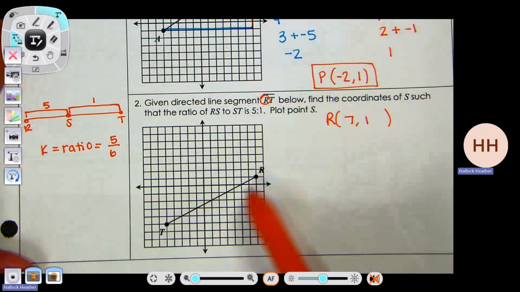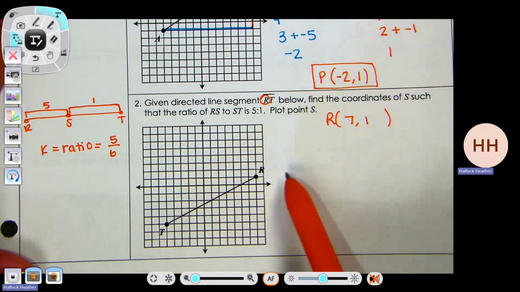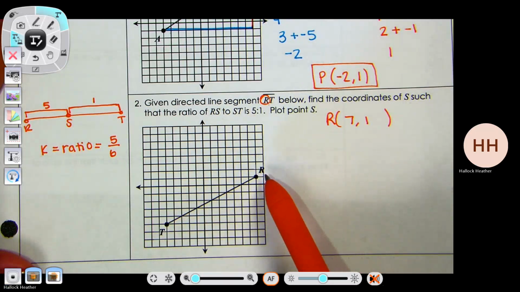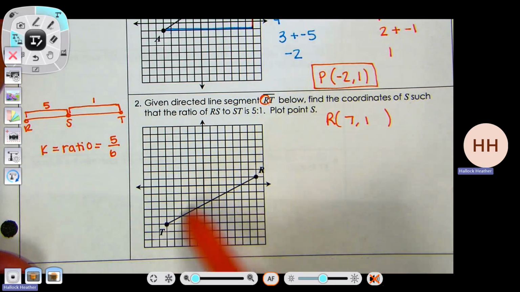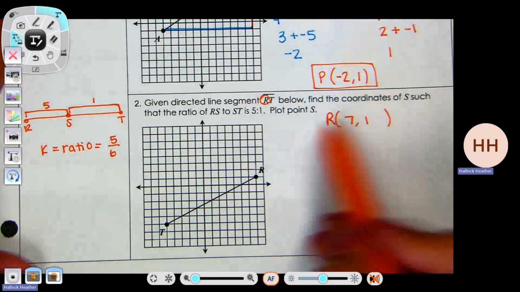So I have to go 5/6 of the way. I know I'm going from R to T. So should my point be closer to T in the end, or closer to R? It should be closer to T because I'm starting at R, I'm leaving R, I'm going to T, and I'm going 5/6 of the way. So it should be somewhere over here. Whenever it's multiple choice, you can look at your answer options and kind of cheat the system. But we're not going to cheat the system today because we're learning.